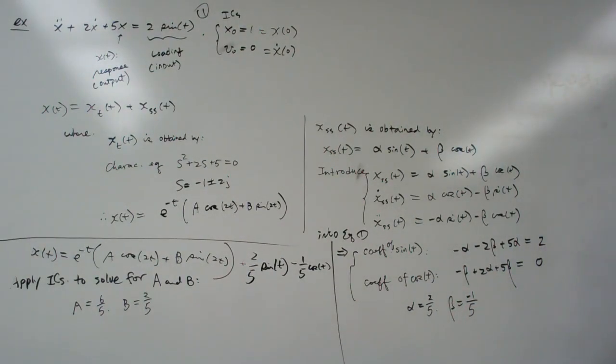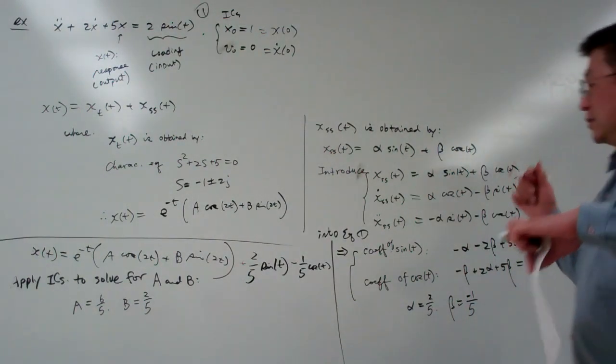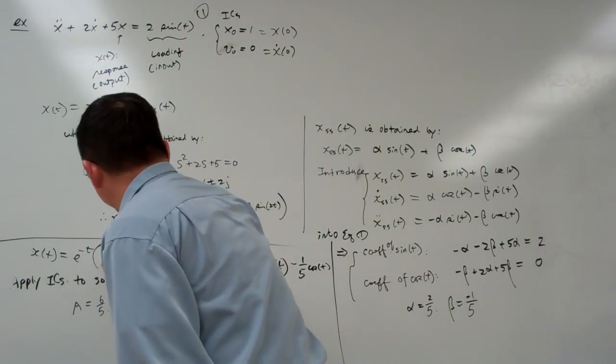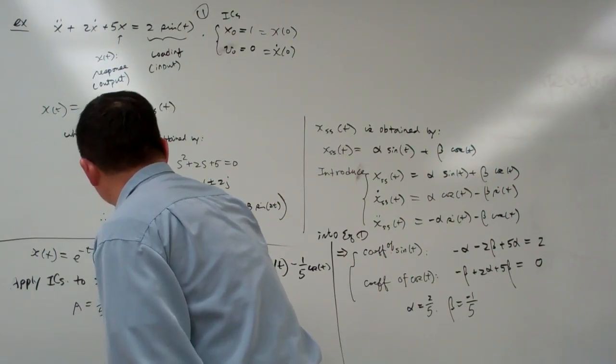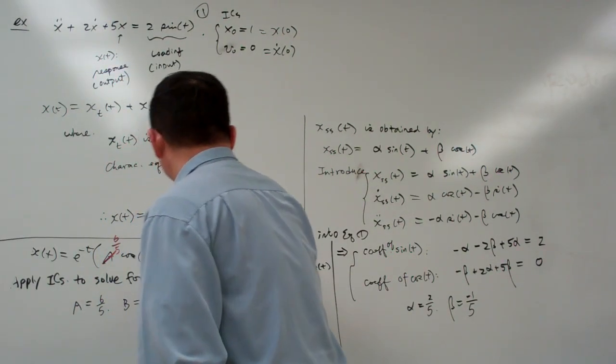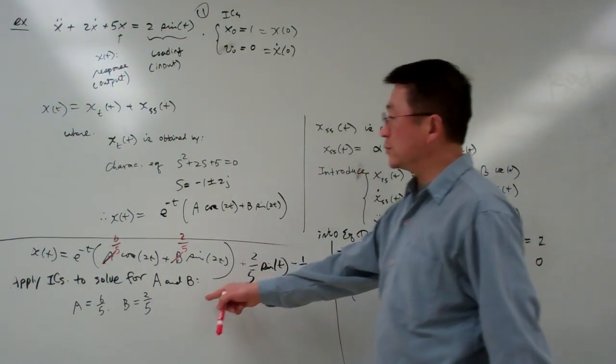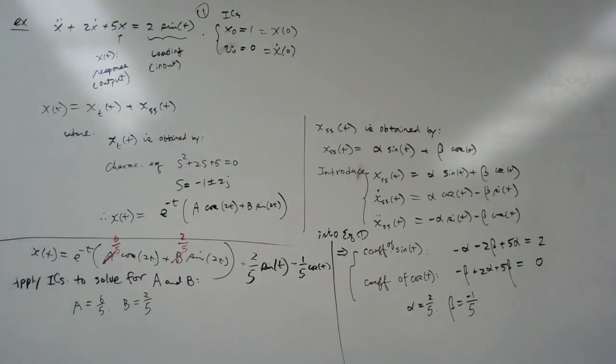So with those, we can plug in. To save writing time, let me directly introduce A equal to 6 over 5 here, and B here is 2 over 5. So that is the total solution, and this is a complete description of the system response. The total system response equals the transient response plus the steady state response.